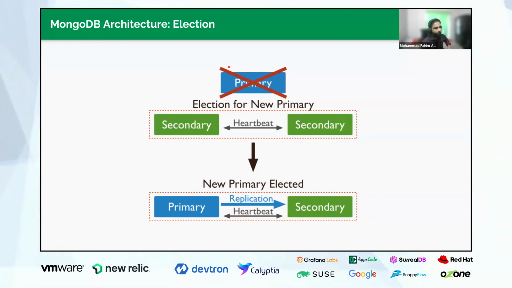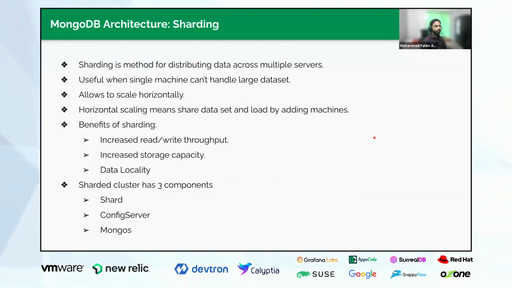So even if the previous primary comes back, it will join this cluster as a new secondary, and it will replicate the data from this new primary. So it will work like this. So your data is always available here.